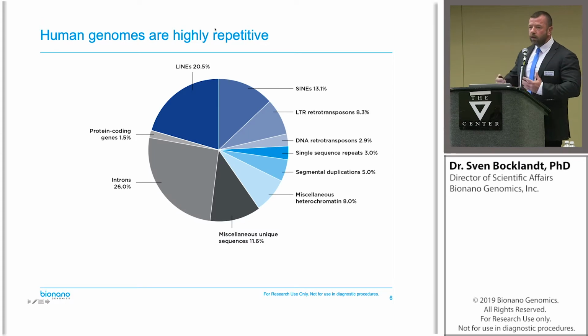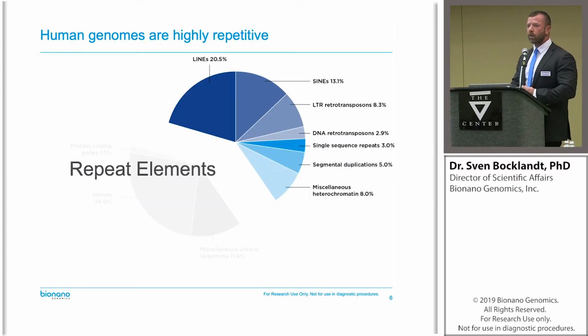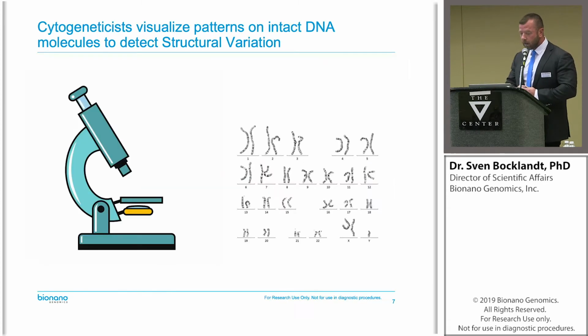The other issue with short-read sequencing is that it has a big problem handling the repeats of the genome, and just about a third of a human genome is unique, and 2/3 consist of repeats. And the majority of the single repeat units that you see on the slide are already longer than the read length of short-read sequencing. So it's almost impossible to make sense of those, and especially if you have long tandem arrays of these repeats occurring at multiple sites in the genome. And that's why cytogeneticists still study structural variation by looking at intact patterns on DNA.